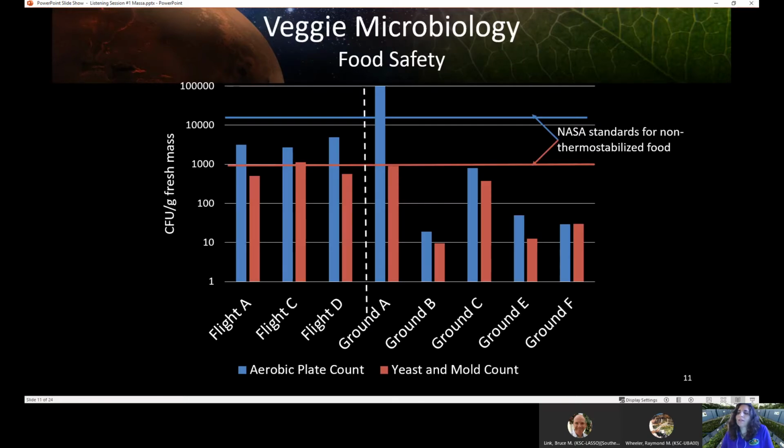So when we collect data from spaceflight experiments, we'll get culturable microorganism data that looks a little like this, where we look at aerobic plate counts of bacteria and total yeast and molds. You can see that this was from the very first test of Veggie. It was pretty consistent in flight, but tended to be higher levels than in our ground in general. The ground had more variation. We were comparing these to standards for non-thermostabilized food, which aren't appropriate standards for fresh produce, but they were the closest approximate standards we have. We don't have any standards for fresh produce yet.